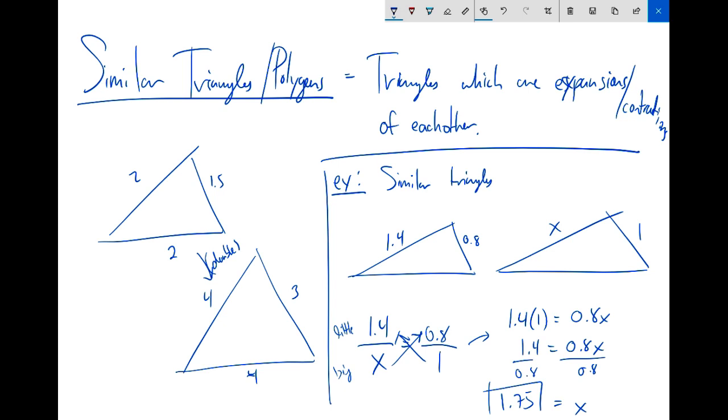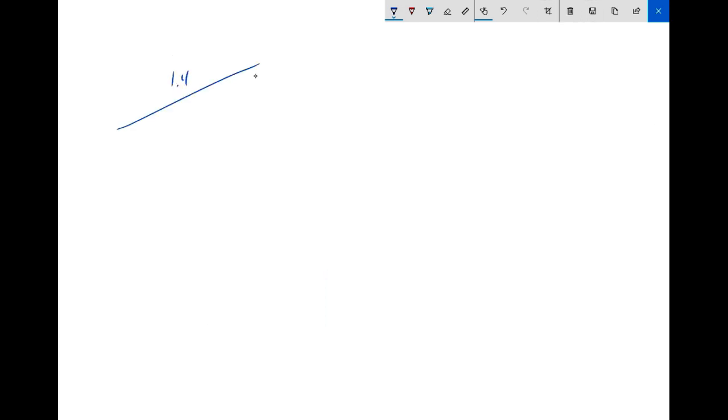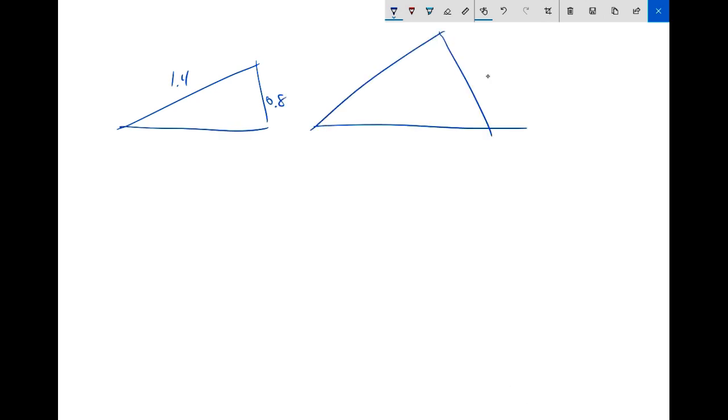Questions on that one? You don't have to match it up that way. Could you match it up another way? You can match it up a bajillion ways. I'll redraw these triangles for you. Was it 1.4 to 0.8, and this one 1 to x? We set it up 1.4 to x as 0.8 is to 1. That's one option. Another option is you could compare within triangles, like 1.4 is to 0.8.